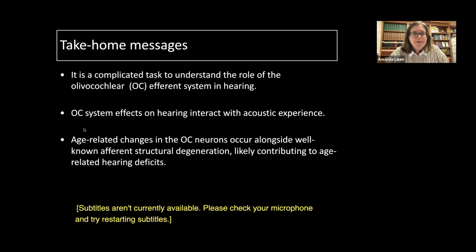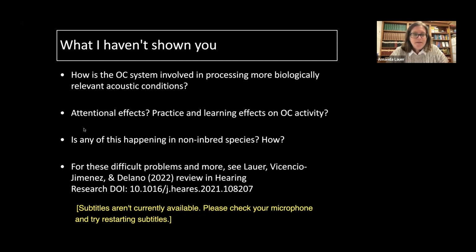All right, so I'll try to wrap up and leave a little time for questions. What do I want you to know? I just showed you a ton of data. I told you a lot of information. Hopefully you didn't all tune out. I just want you to know it's complicated, really, to understand the role of the olivocochlear efferent system in hearing, largely because the system is interacting with acoustic experience, and with age. There are age-related changes. There's plasticity. And this is all occurring alongside all of the well-known afferent changes that occur in the auditory system with noise and with age.